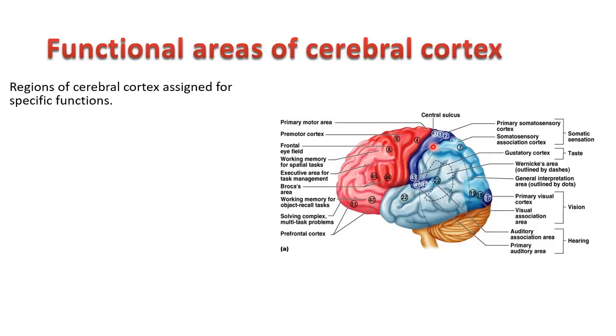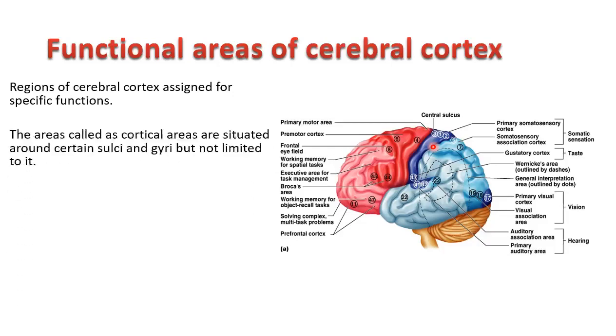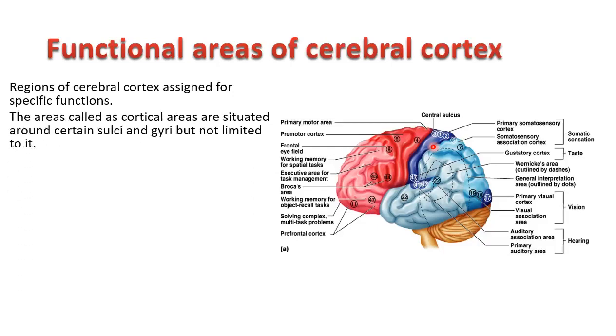So they are called the functional areas, and the most accepted form of dividing the cerebral cortex into various functions is Brodmann's classification. He identified around 52 areas. These areas are present around many of the sulci and gyri which we have already discussed. That is why we need a very thorough knowledge of these gyri and sulci. Only then will you be able to understand and identify these functional areas.